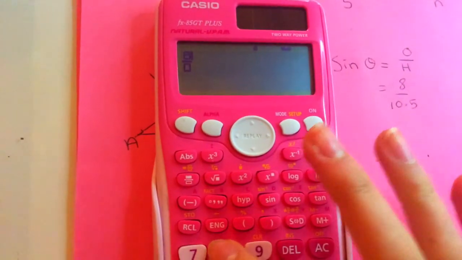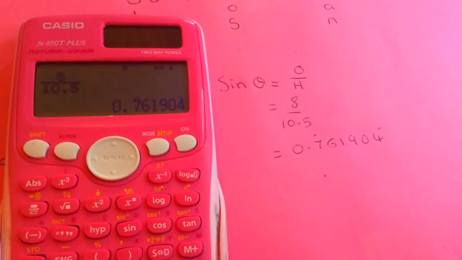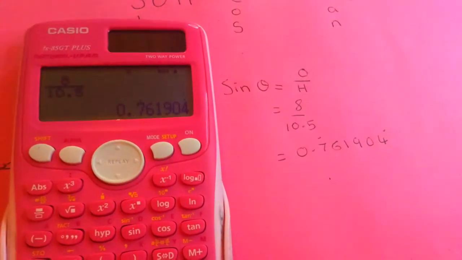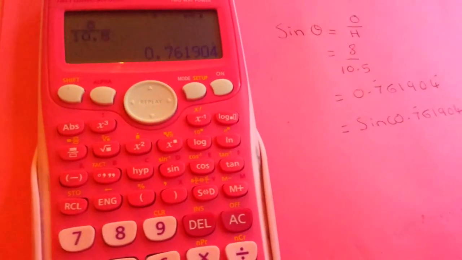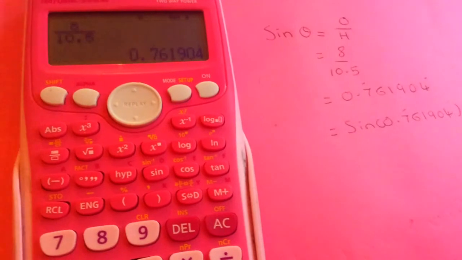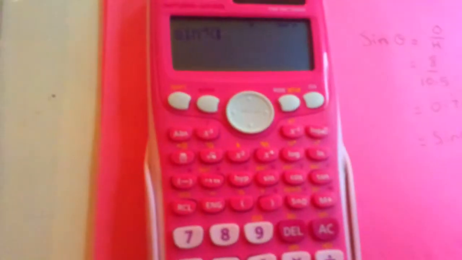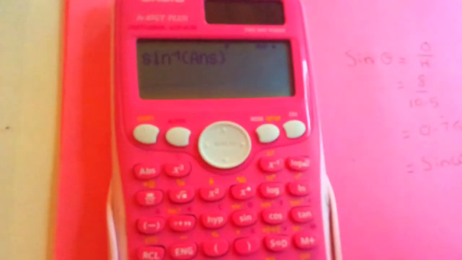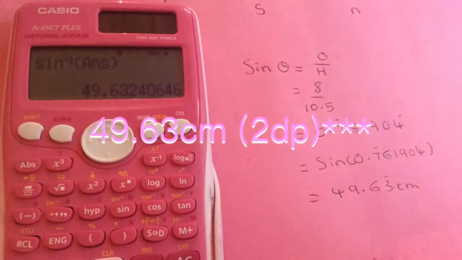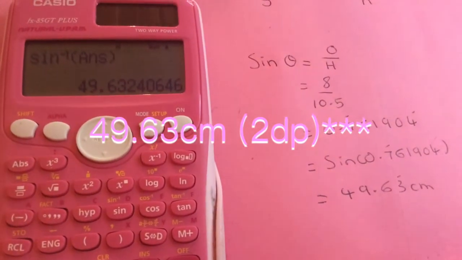We then type this into the calculator and it will give us the answer of 0.7 reoccurring, 61904 reoccurring. Then we will use the inverse operation, which is sin to the -1. So we will type shift sin and then we'll put answer to give us the 0.7 reoccurring, 61904 reoccurring. Then we'll close the brackets and we'll get the answer 49.63 reoccurring centimetres.